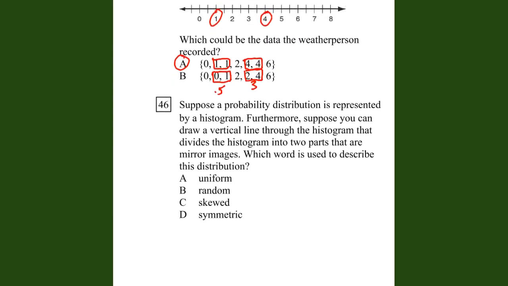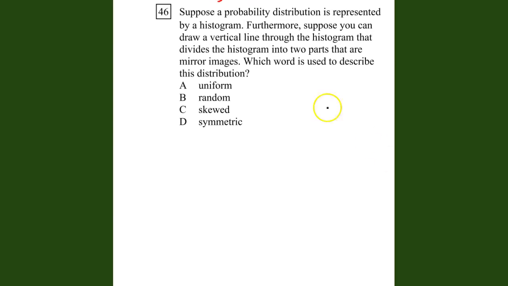Let's go down to 46. Looking at the distribution, suppose you can draw a vertical line through the histogram that divides the histogram into 2 equal parts that are mirror images. So that might give you a clue there. And which word describes those?